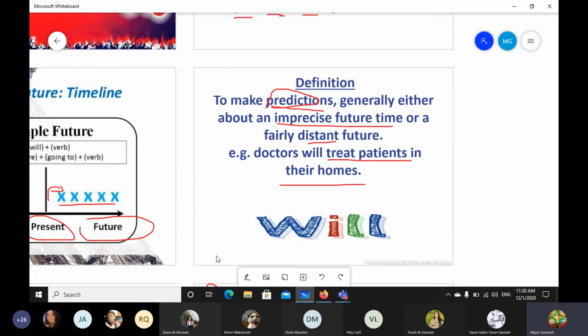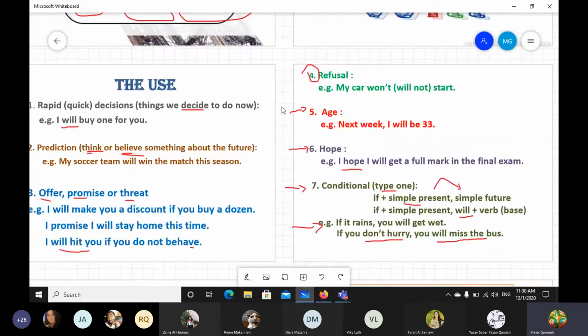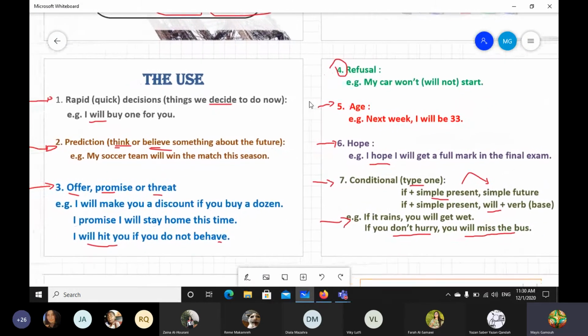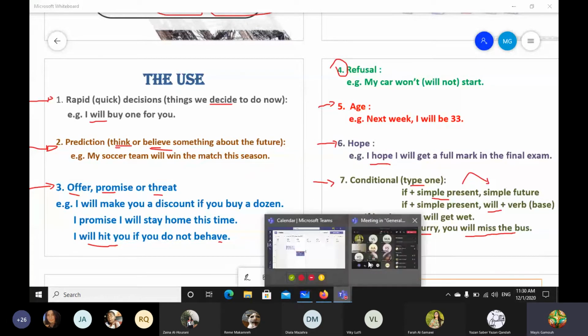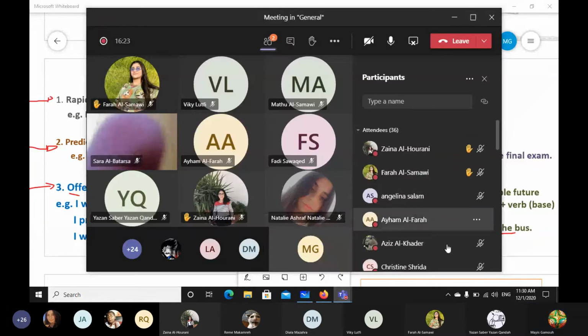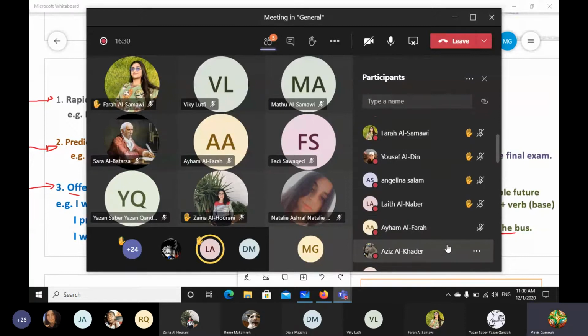Okay, good. Let's go to the uses of the term will, which we took yesterday, but let's revise them. So number one, the use. Who would like to read it? Use number one. Yes, Angelina.